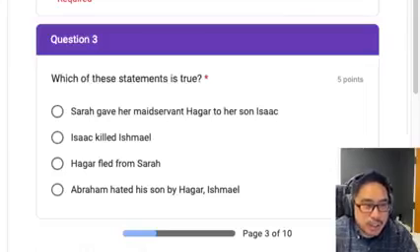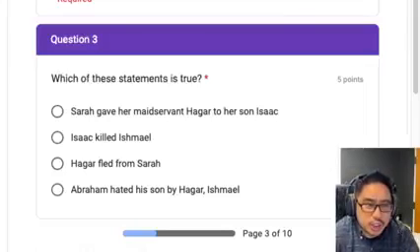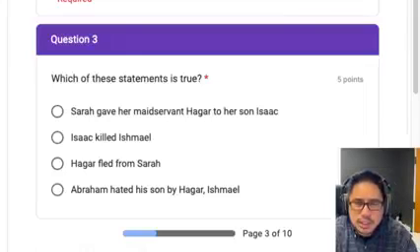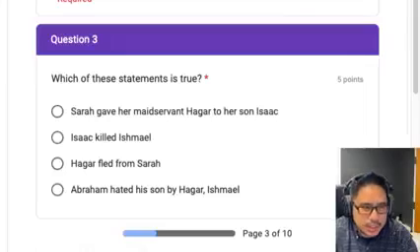Question number three. Which of these statements is true? I have to read these questions because sometimes they are misleading. Sarah gave her maidservant Hagar to her son Isaac. Isaac killed Ishmael. Hagar fled from Sarah. Or Abraham hated his son by Hagar, Ishmael. Which is true? So that means three of these are false.